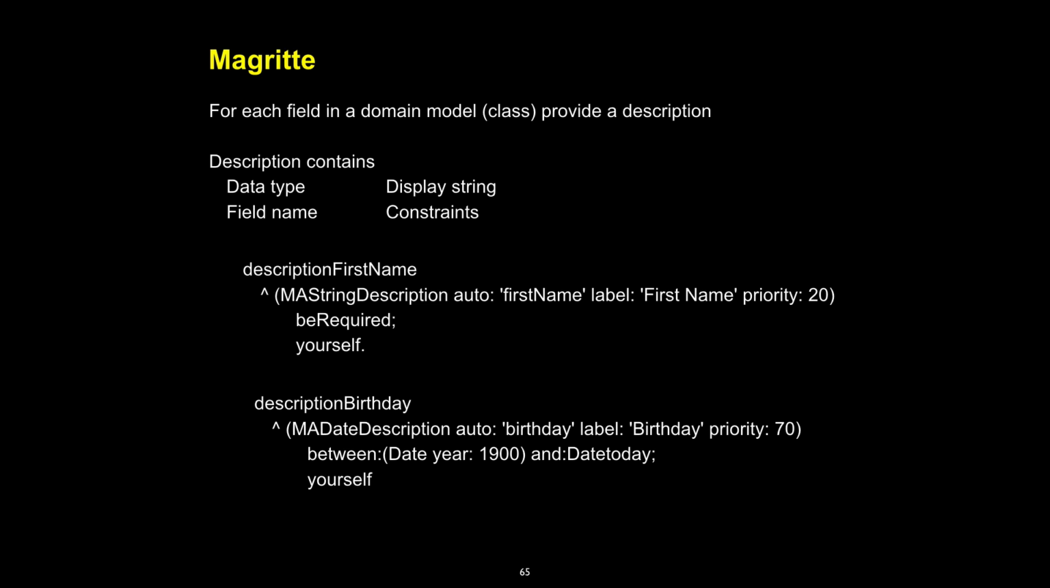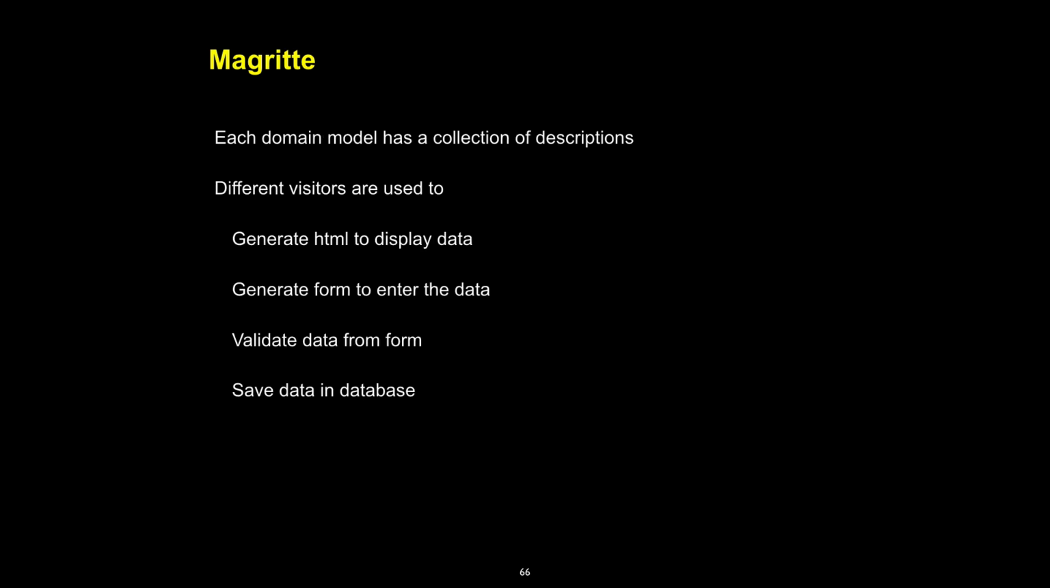And once you've got that description for each field in the form, we can then put that description together and build a structure. And now we can create a visitor, one visitor to actually create the display for it. So it'll convert to HTML and so people can see it. We can do another one, which when you get the data, it'll validate the data for you.